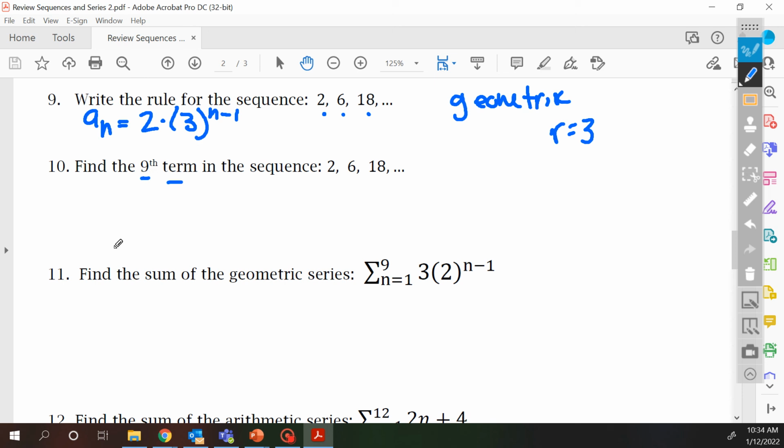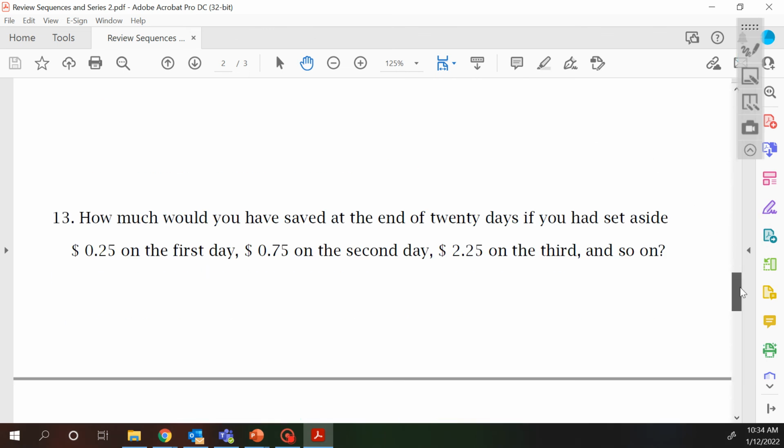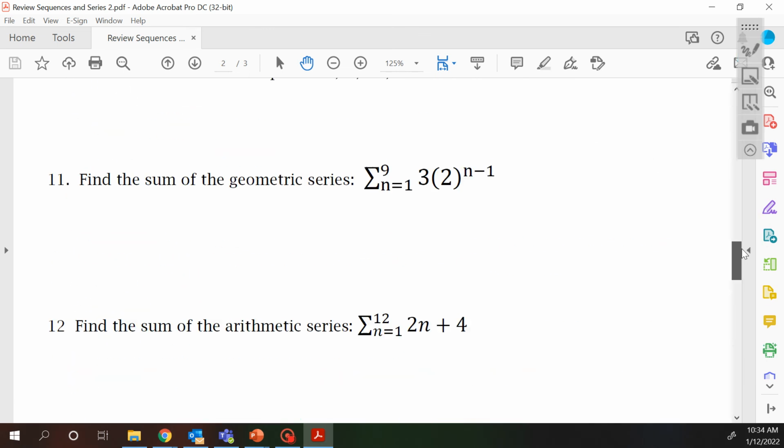Find the 9th term. Okay, so a_9 is equal to 2 times 3 to the 8th power. 3 to the 8th power multiplied by 2, so 13,122. Whoops, 13,122. Too many 2's. Let's check number 10. Yeah, good.